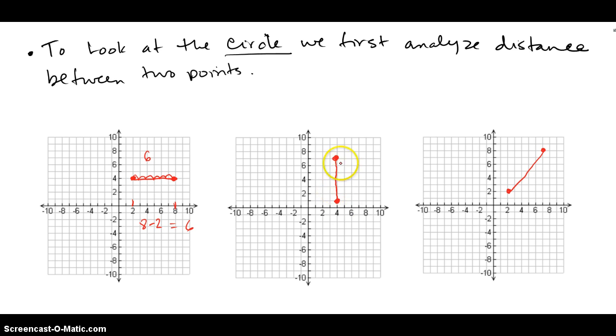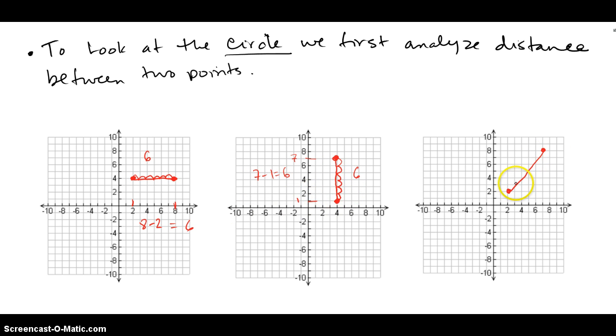Or if it's a vertical line, it's also easy. 1, 2, 3, 4, 5, 6. This is also a distance of 6. Or if you think about the y values, that's a y value of 7, and at the bottom you have a y value of 1, so you have 7 minus 1, which gives you a distance of 6. So if it's straight across or straight up and down, all I have to do is just count my steps.